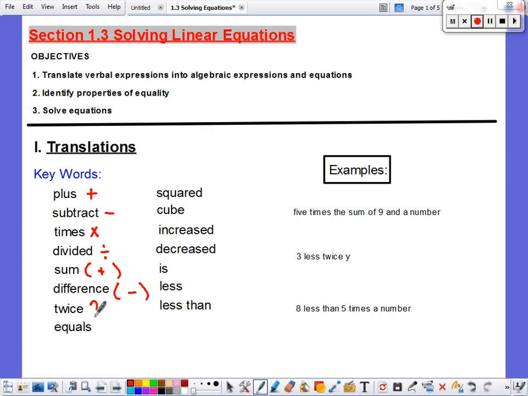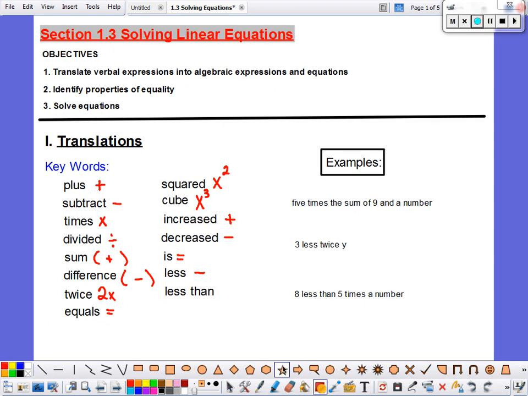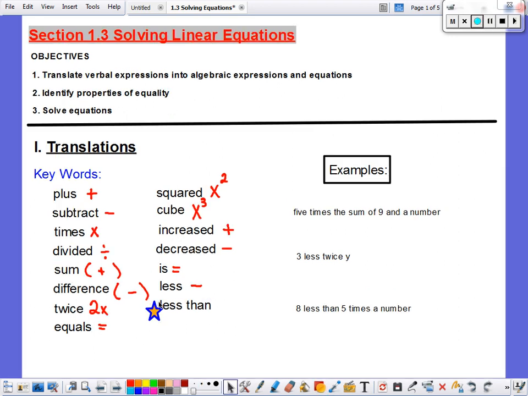But twice means 2 times something. Equals, obviously we know that. Is also equal, so you can see that over here on the right column. Squared is taking something and multiplying it times itself. So we usually put a little 2 up there. Cubed is taking something and multiplying it times itself 3 times. Now we have a little 3. Increased is addition. Decrease is subtraction. Is, we've already taken a look at. Less is subtraction. Now this less than, and this is one that you want to note here, this one less than is going to be very important for us.